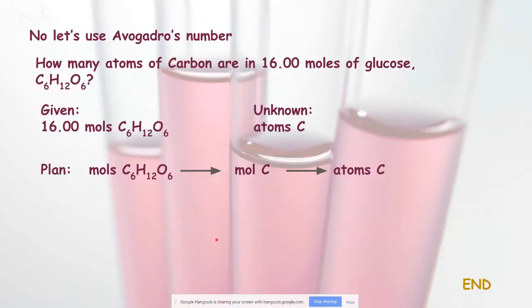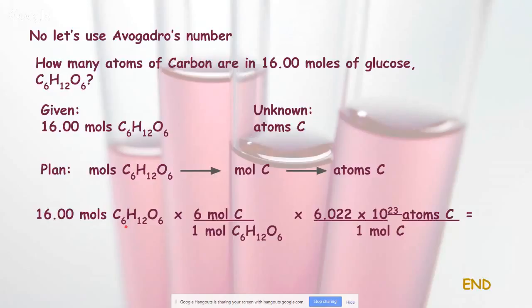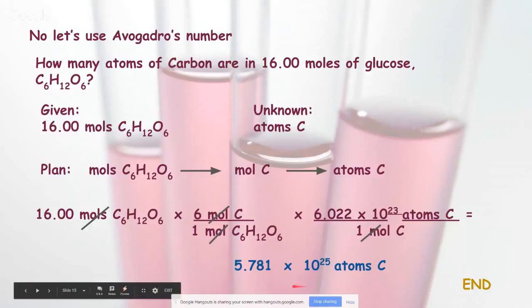Let's set up the problem. We have 16 moles of glucose. We're going to multiply by that ratio, 6 moles of carbon over 1 mole of glucose, and then multiply by Avogadro's number, 6.022 times 10 to the 23rd atoms of carbon over 1 mole. Moles of glucose divides out, moles of carbon divides out, and we're going to round our answer to 4 significant figures, 5.781 times 10 to the 25th atoms of carbon.